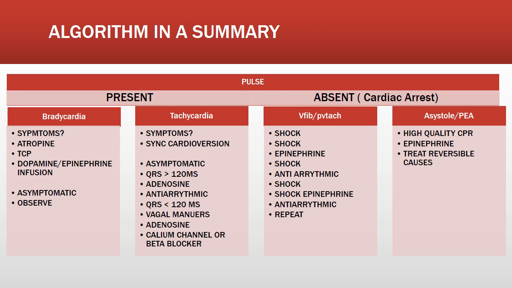So because these are shockable rhythms, ventricular fibrillation and pulseless VTACH, we will have to give shock. If your monitor is showing these two rhythms, you have to give shock anyway because it's the definitive treatment. So what's the algorithm? Shock, CPR, epinephrine, shock, antiarrhythmic, then shock, epinephrine, then antiarrhythmic, and you have to repeat this until you achieve return of spontaneous circulation.